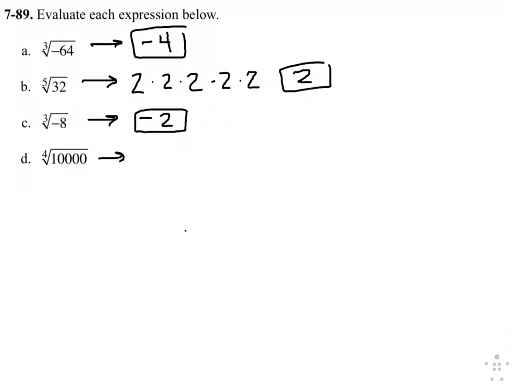And the last one is an easy one, right? Because it's all zeros after the 1, so we know it's going to be something straightforward. It's what times itself 4 times is 10,000. 10 times 10 is 100, times 10 again is 1,000, times 10 again is 10,000. And there's 4 zeros, so that made it even easier. So the fourth root of 10,000 in that case is 10.